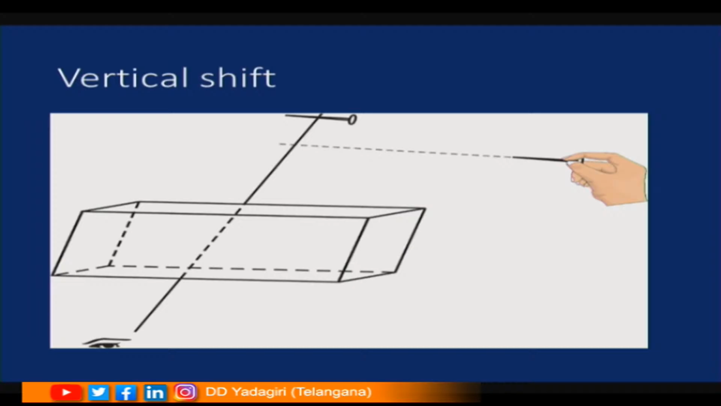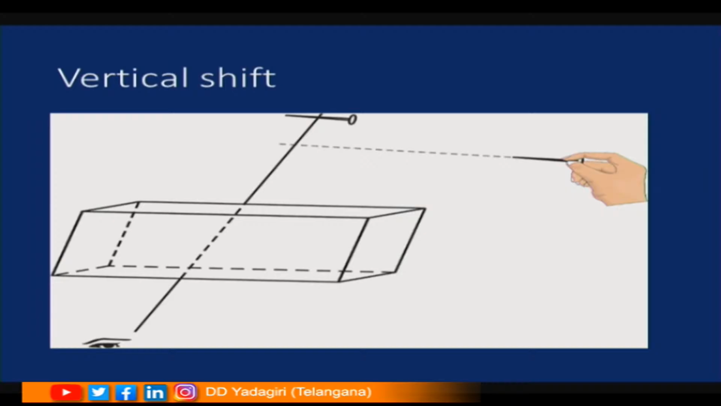Now, once the two pins appear to coincide, if you remove the glass slab, there is some vertical separation between the two pins. See here in the diagram also we observed that the original pin is above and the new pin is below, but when you look at the edge of the glass slab, both pins appear to be in the same line. The distance between the real position of the object and its apparent position is called the vertical shift.